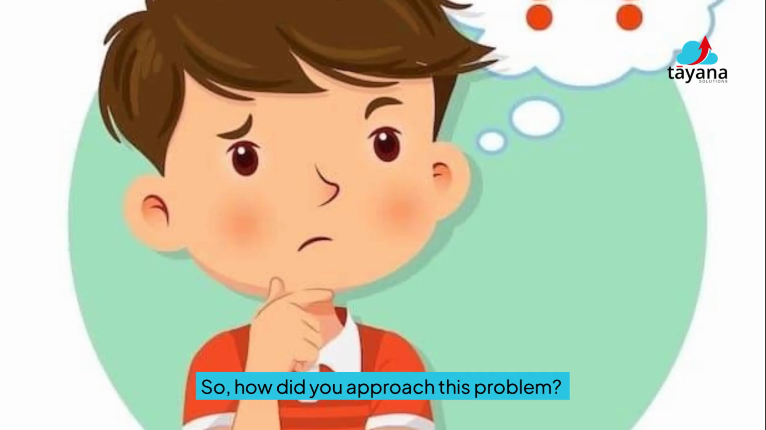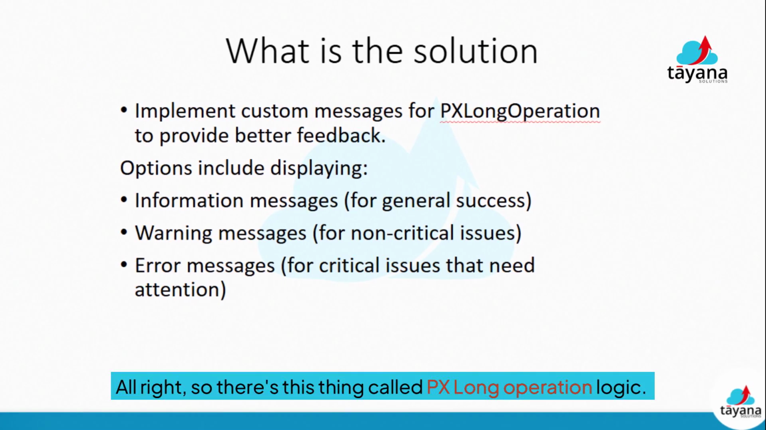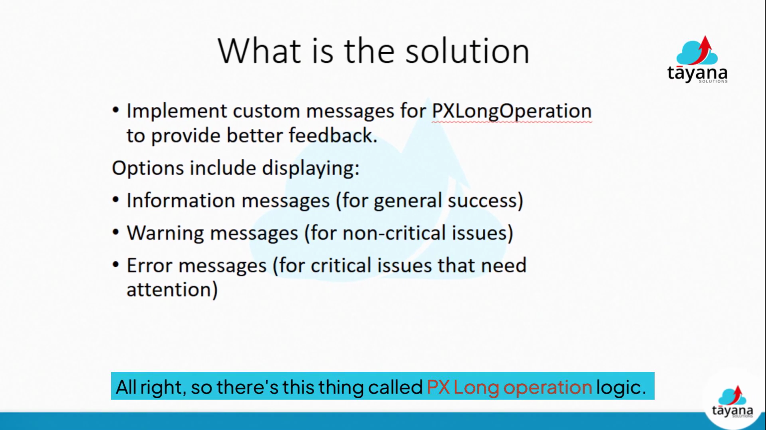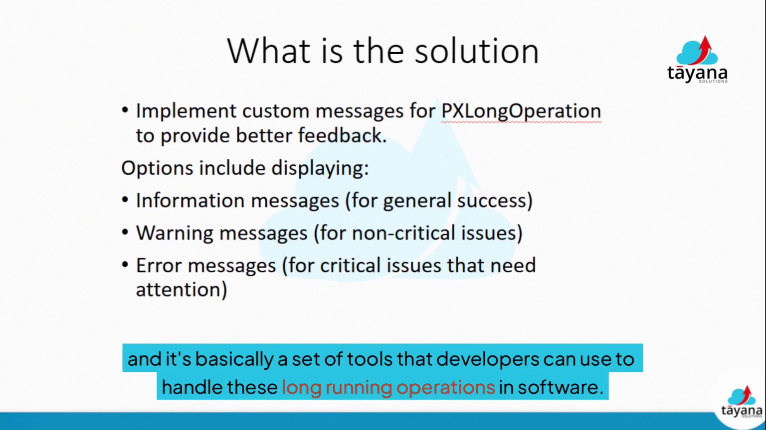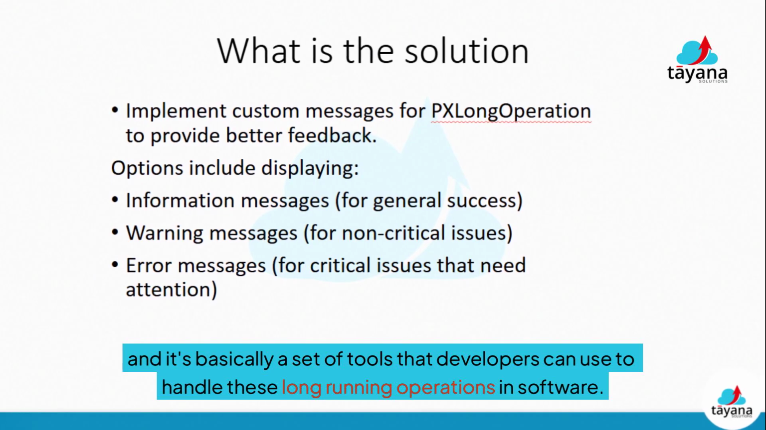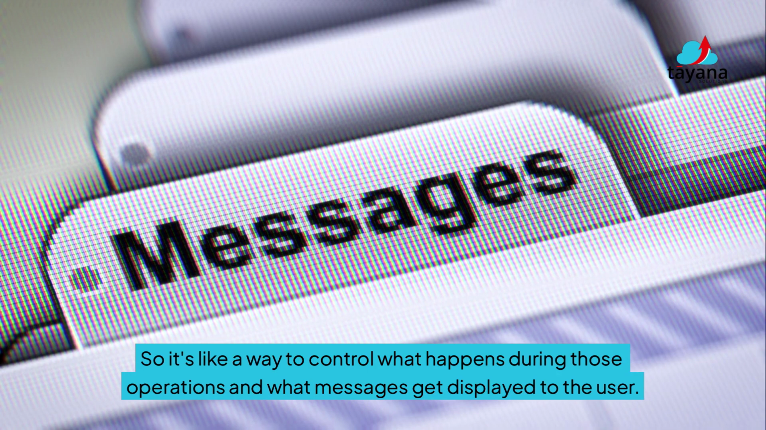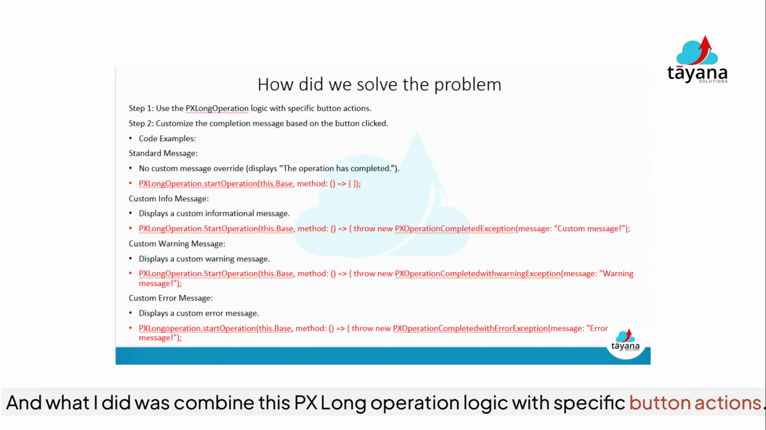Okay, so how did you approach this problem? How did you solve it for your client? All right, so there's this thing called PXLong operation logic. It's basically a set of tools that developers can use to handle these long-running operations in software. Got it. So it's like a way to control what happens during those operations and what messages get displayed to the user. Exactly. And what I did was combine this PXLong operation logic with specific button actions.